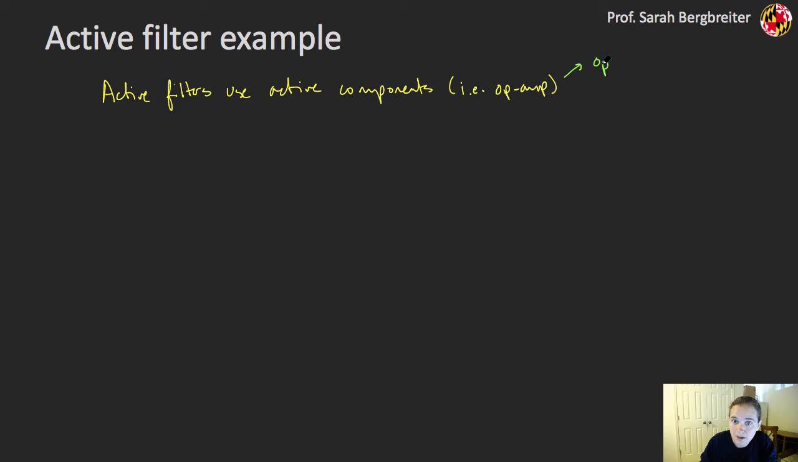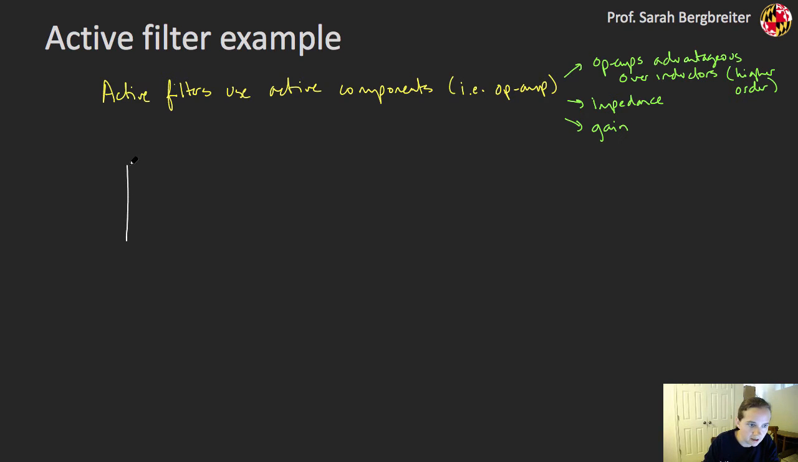So op-amps can be advantageous over inductors. Another advantage would be impedance control. So by using an op-amp in my filter, I can provide a higher input impedance than I might have out of an RLC filter. And then finally, a third advantage is that I can provide a gain in addition to the basic filtering part of my circuit. So let's look at a particular active filter topology and then go through and analyze that and see what kind of filtering it actually provides me.